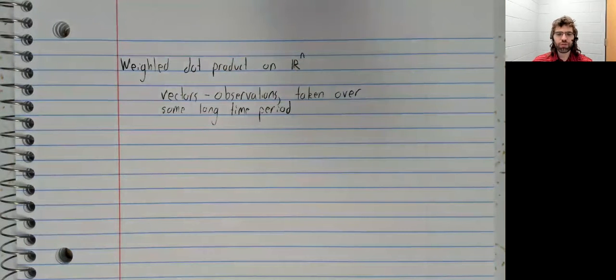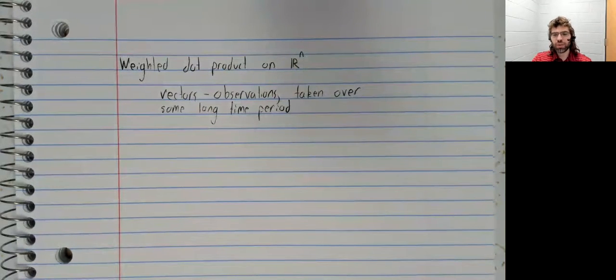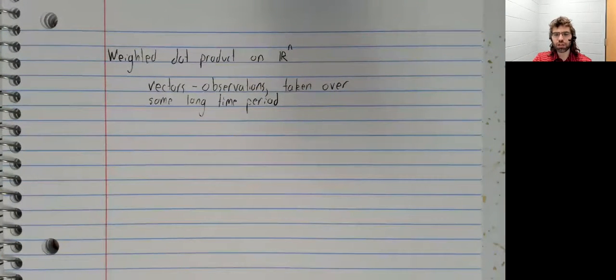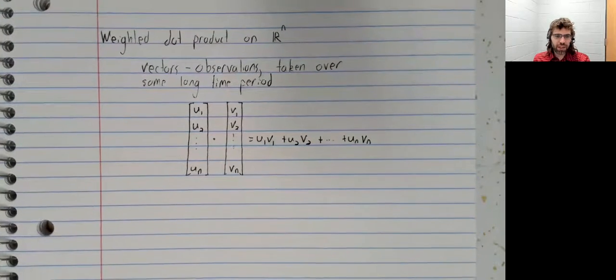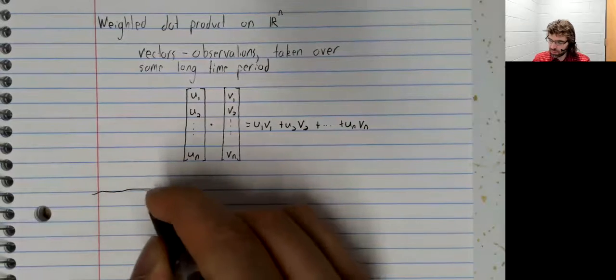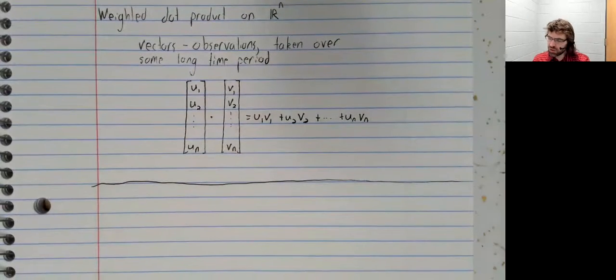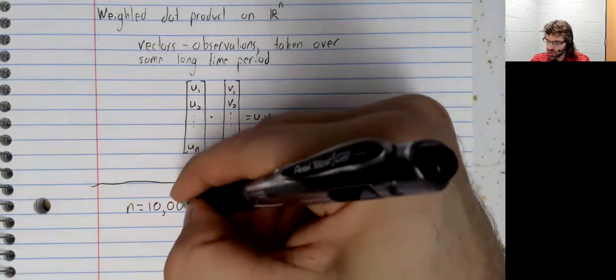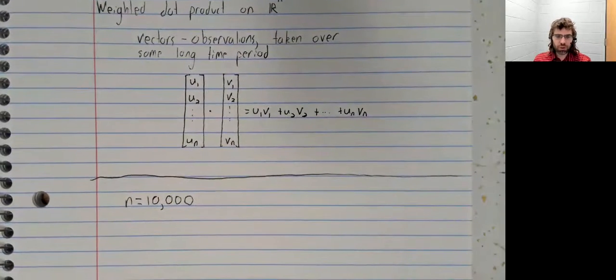Suppose that we want to perform polynomial regression with these observations. Well, polynomial regression, as we now know, involves the dot product. Let's add a wrinkle to this. Let's fix n. Say n equals 10,000. So you've got 10,000 observations. And the wrinkle we're going to add is that not all of the observations are equally good.